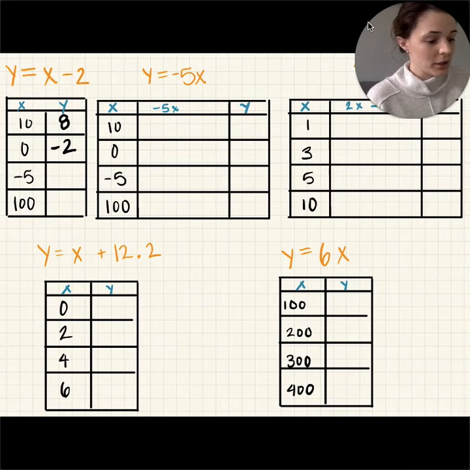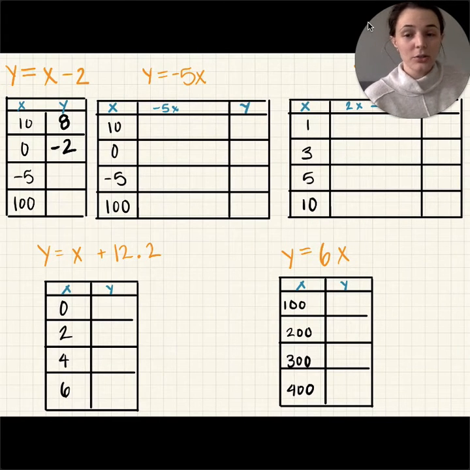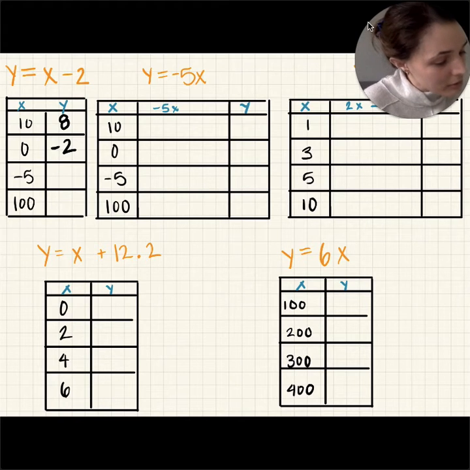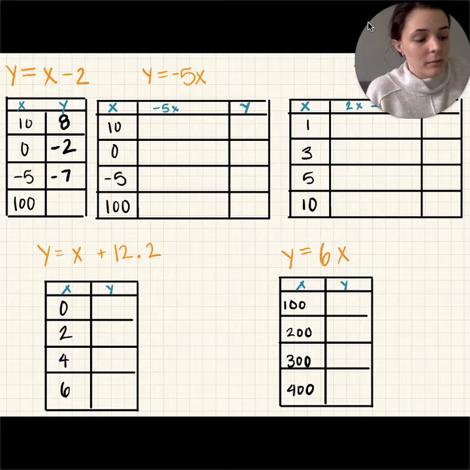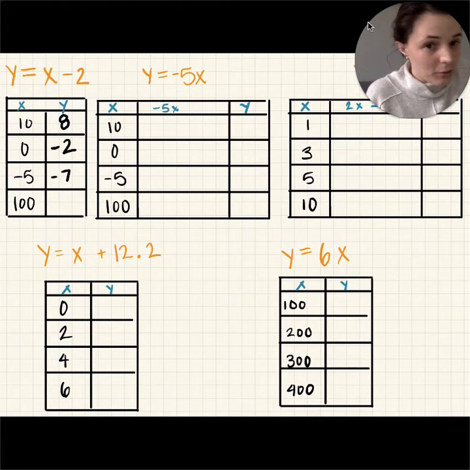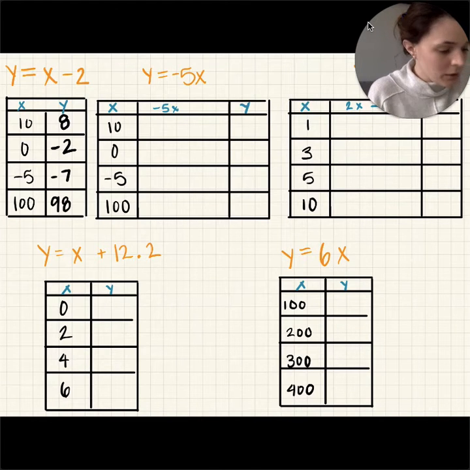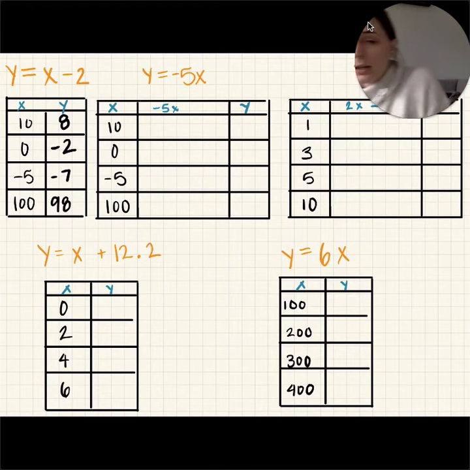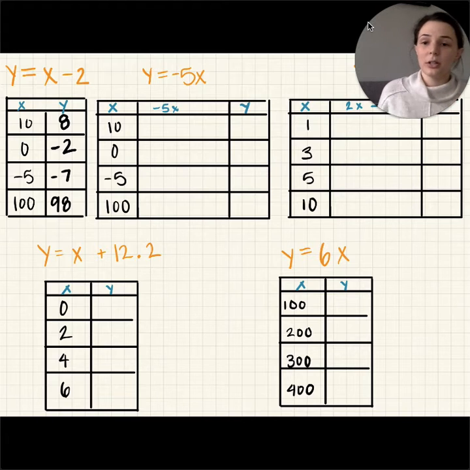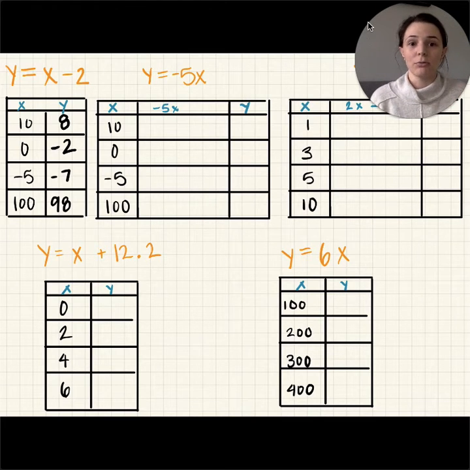All right, next part, negative 5 minus 2. We start at negative 5. We go further back into the negatives. It's going to be negative 7. And then 100 minus 2 is going to be 98. So no matter what the numbers are that are given to you in the table, you always just apply the rule to it. And the equation is what tells you the rule.